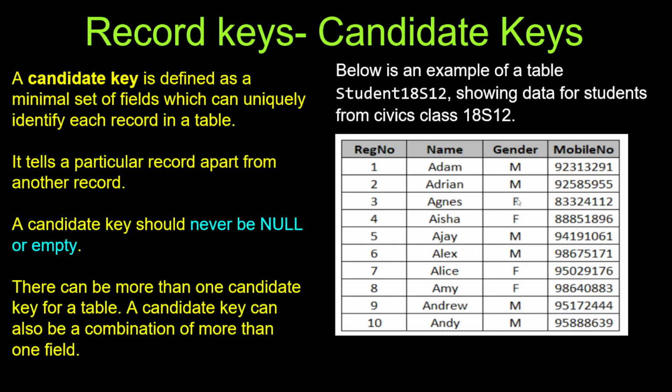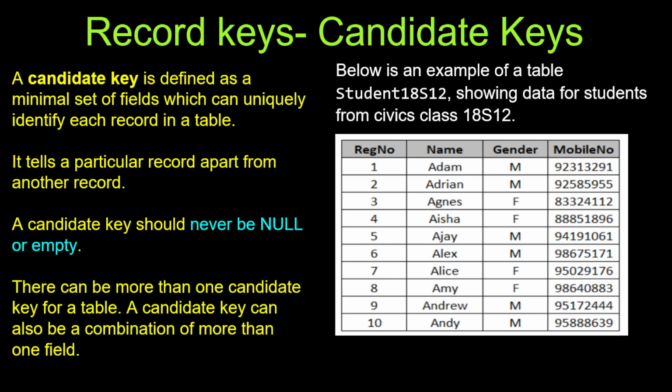The gender is not a good one because there's only two genders, male and female. The phone number is also not a good one because phone numbers might change over time, and some people might not have a phone number. In this case, the registration number is a good candidate key because usually it's issued at the start of the year when the student joins the school.